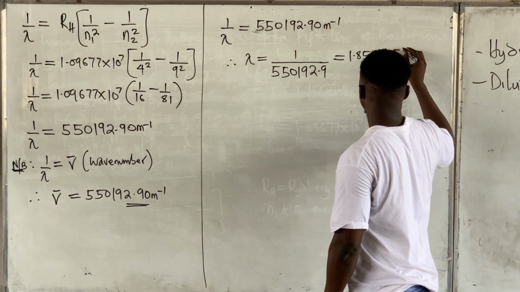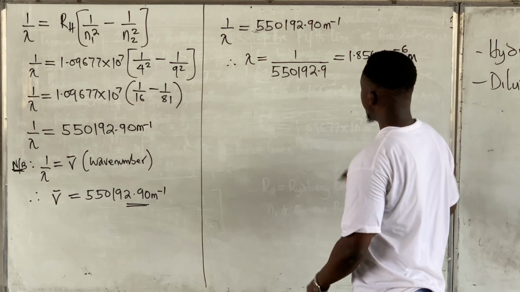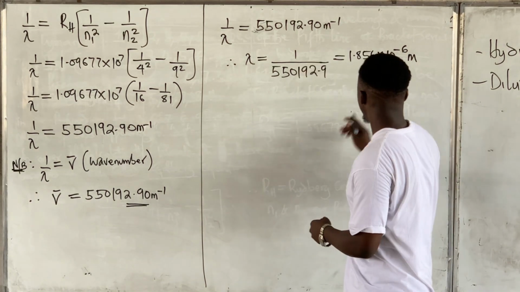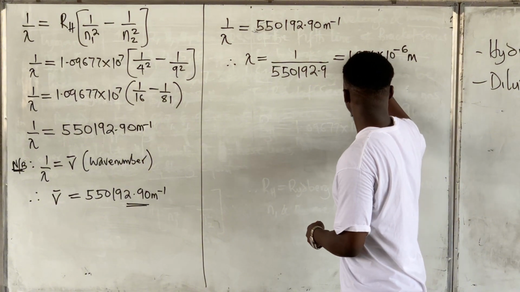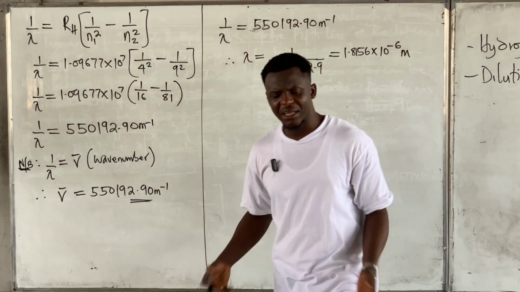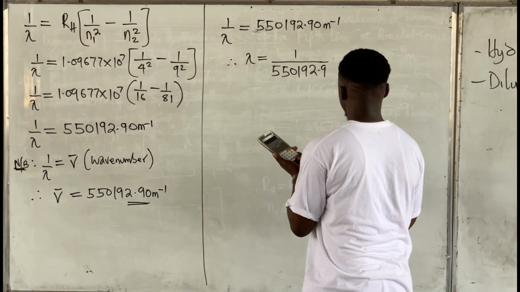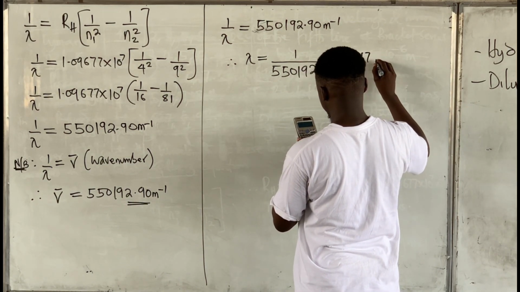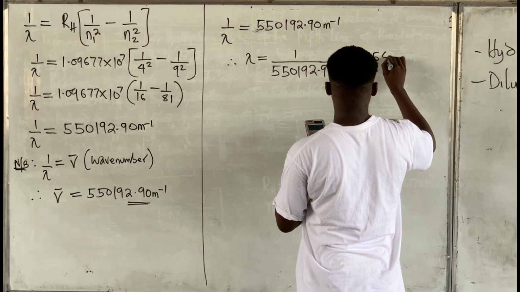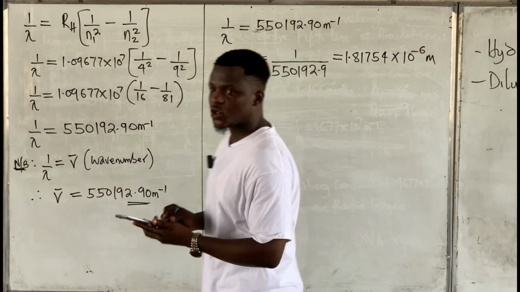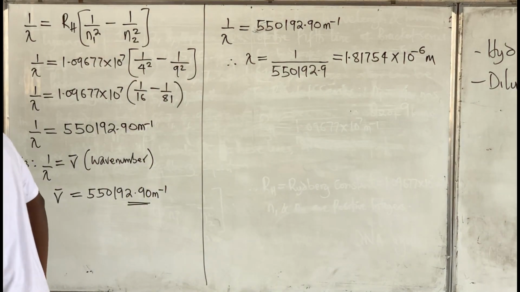Please do this for me. Minus 6. Please stop writing. Everybody stop writing. 1.8156 times 10 to the power of minus 6. Give me calculator. 1.8175. Please stop writing and pay attention. I'm about to do something now.